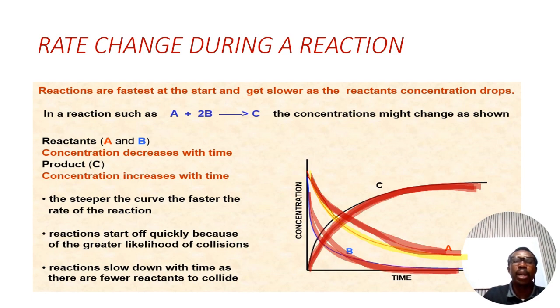So the steeper the curve, the faster the rate of the reaction. The reaction starts up quickly because of the greater likelihood of collisions. Yes, it starts up quickly because at that point there's an increase in the concentration, so an increase in the frequency of collision. The reaction slows down with time as there are fewer reactants to collide, because the reactants have been used up. So as the concentration increases, the rate of reaction increases. As the concentration decreases, the rate of reaction decreases. From the graph, you can see that the concentration of the reactant decreases with time, and the concentration of the product increases with time. So it's as simple as ABC.